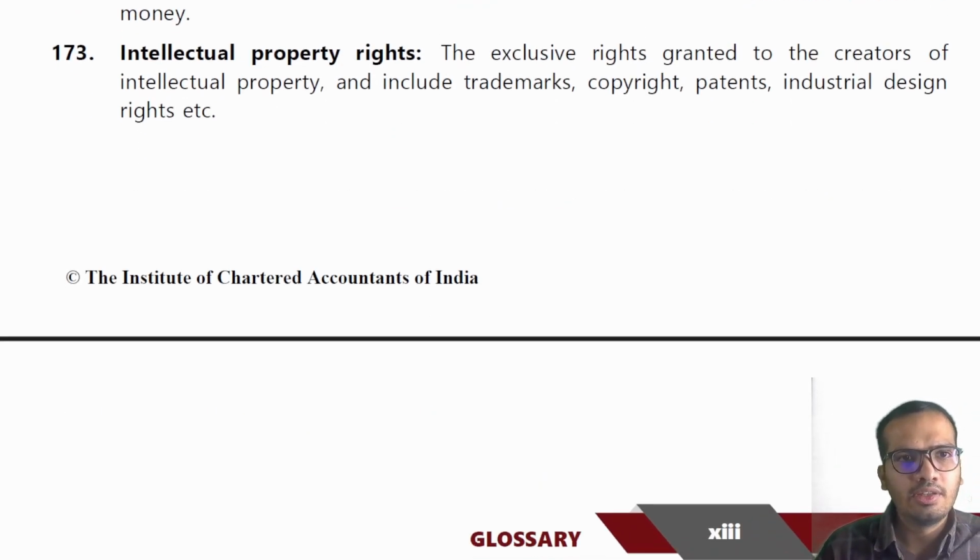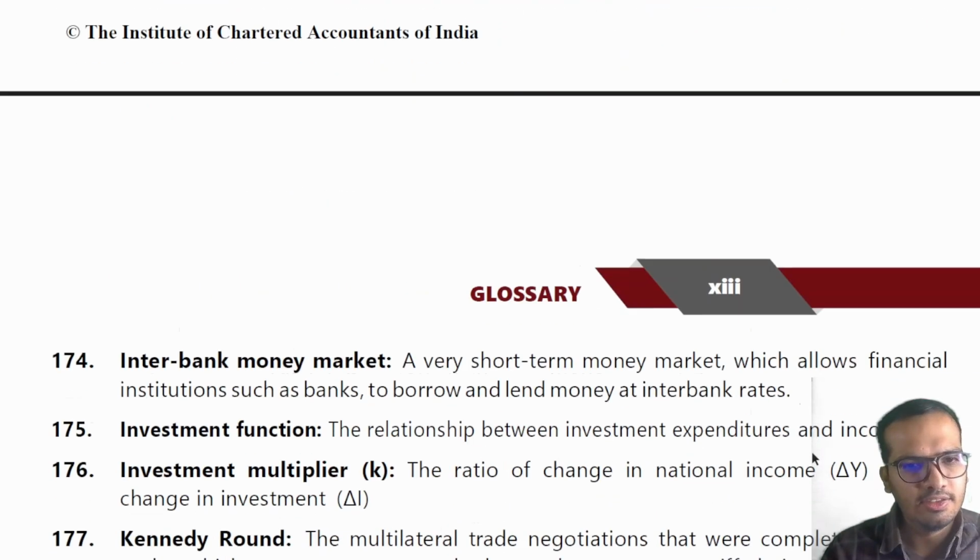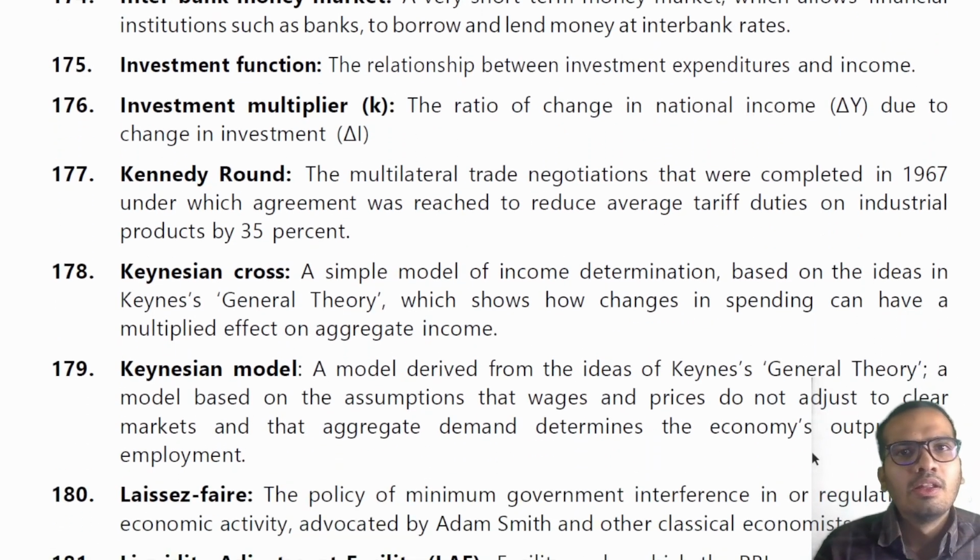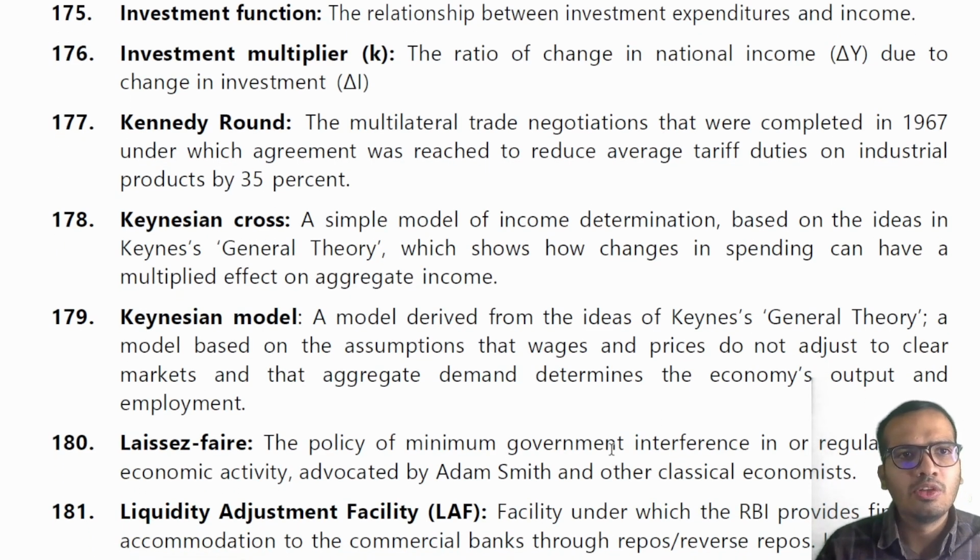Then comes number 173, intellectual property rights. The exclusive rights granted to the creators of intellectual property, including trademarks, copyrights, patents, industrial design rights, etc. Then comes number 174, interbank money market. A very short term money market which allows financial institutions such as banks to borrow or lend money at interbank rates. Then comes number 175, investment function. The relationship between investment expenditures and income.